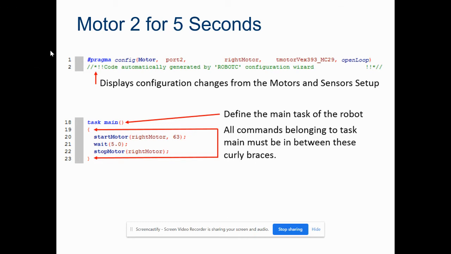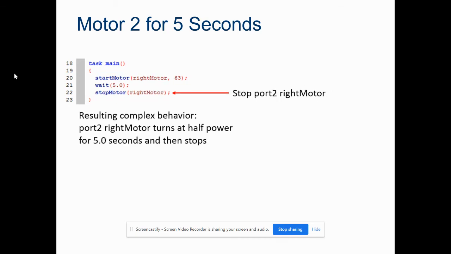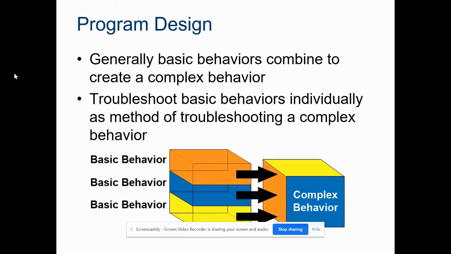This Pragma file up at the top is the motors and sensor setup. Please do not touch that. It will mess everything up if you do. But everything in the task main, those curly braces in between, is what the robot will read. Again, the motor will start at half speed for 5 seconds and stop. We will start out with basic behaviors and go to complex.